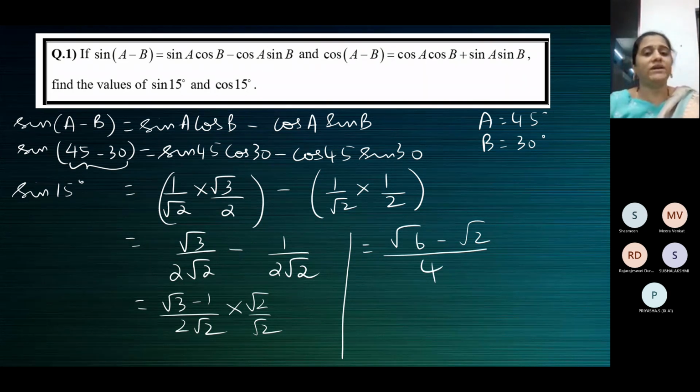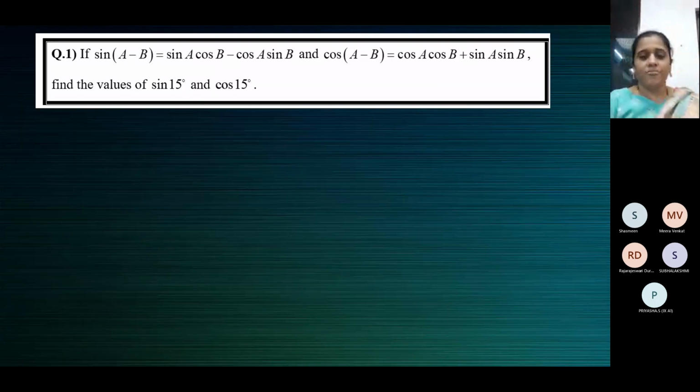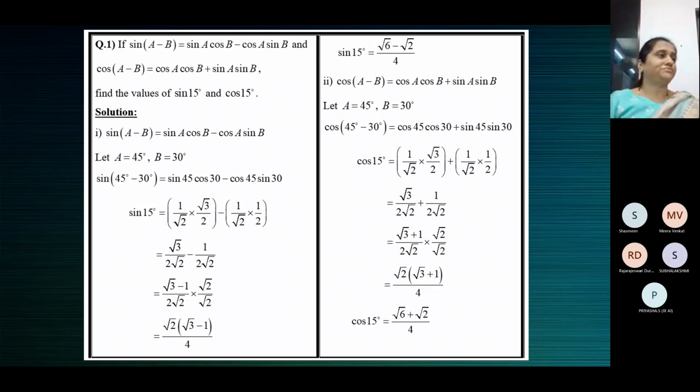In the same way, you'll have to find cos 15 using the cos formula. To find cos 15, you should use the other formula which is given to you: cos of A minus B is equal to cos A cos B plus sin A sin B. You should use that formula and find cos 15. Again, you take A as 60 here. It's okay, not that you should take 45 and 30 only. You take 60 and 45, you get the same answer. All right. Work, all of you.